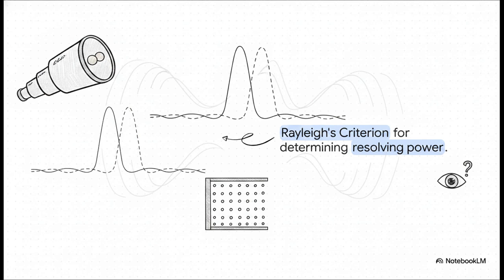Rayleigh's criterion gives us a visual answer. It says we can reliably distinguish two separate wave sources if the maximum peak of one pattern falls exactly on the first minimum, that dark 0 point we talked about earlier, of the other pattern. If they get any closer than that, our instruments just can't tell them apart.